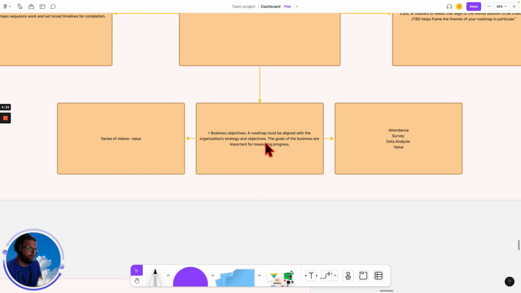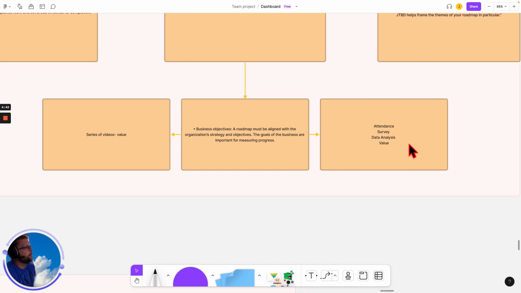We're going to do another video that digs into mission, vision, values, and objectives. And that's going to help us set some measurements and components that will help us understand our progress, right? And we're going to be able to do attendance. We're going to be able to survey. We're going to do data analysis. We're going to understand value, right? All of these things are going to come together as we blueprint our business.